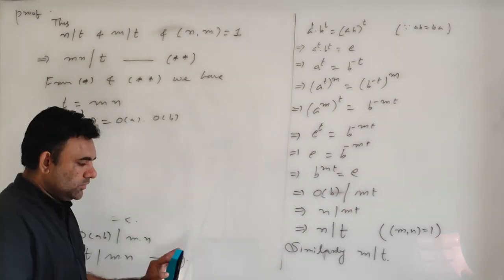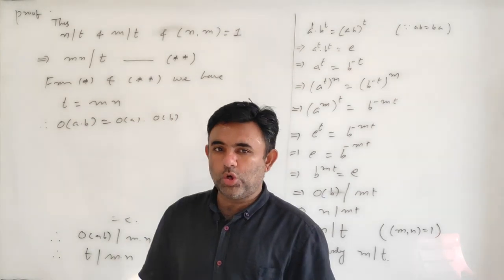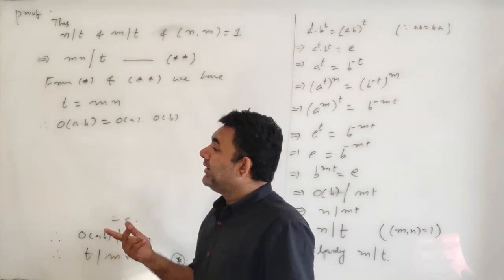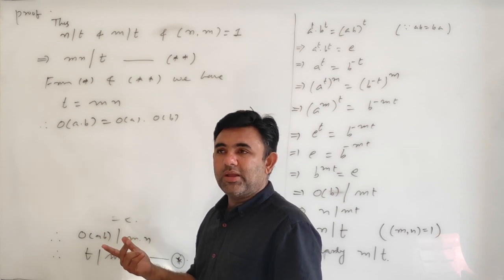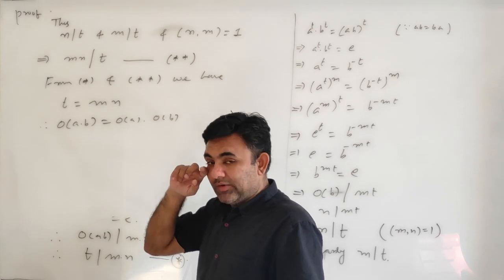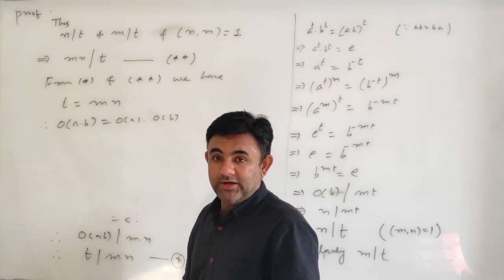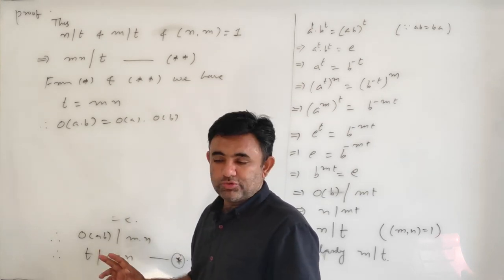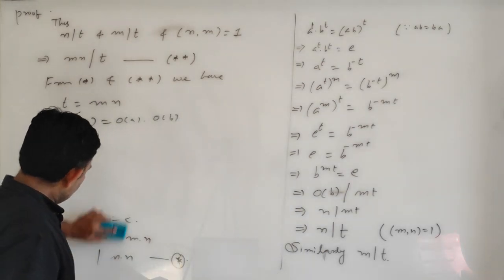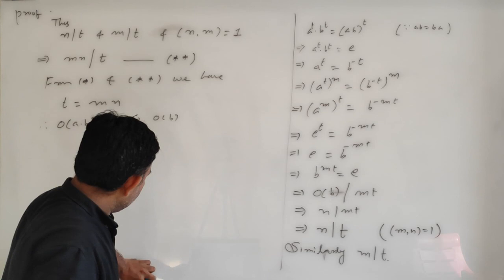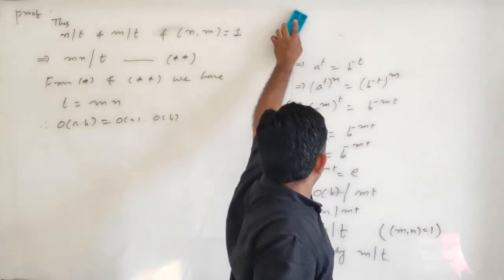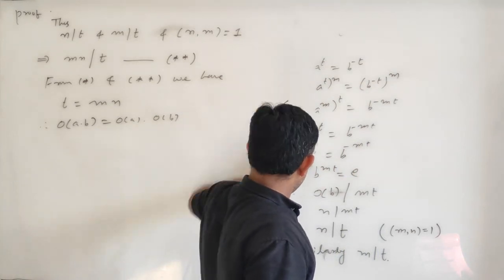And if you drop at least one condition among these three conditions, AB equal to BA, the orders of A and B are relatively prime, or, the first condition, the orders of A and B are finite, then this result is not true. You can find examples in which, if you drop at least one condition, you will not get order of AB equal to order of A into order of B.